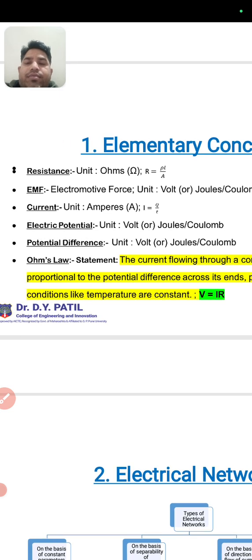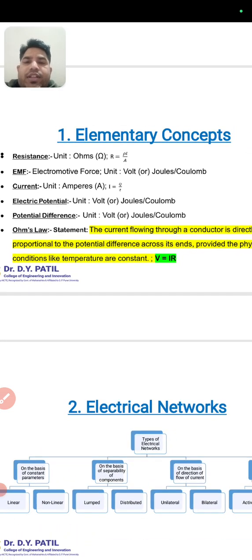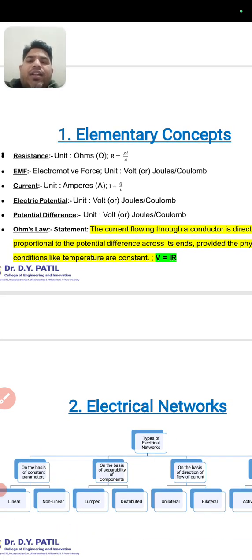Third one is electric potential. It is nothing but the work done required per unit charge; we call it the electric potential. The difference of potential between two charges is called the potential difference, and we also call it the voltage.